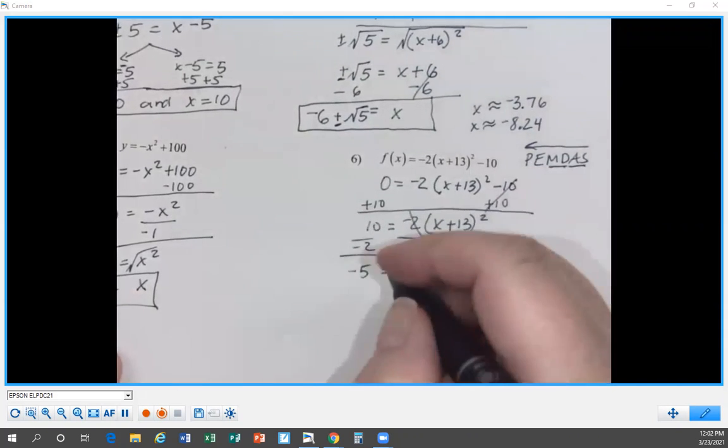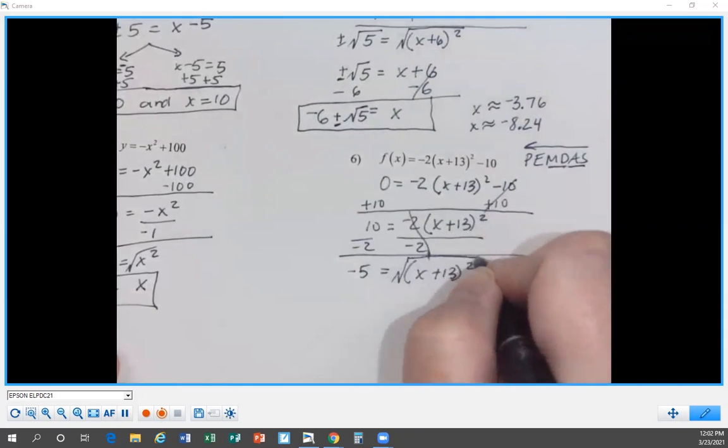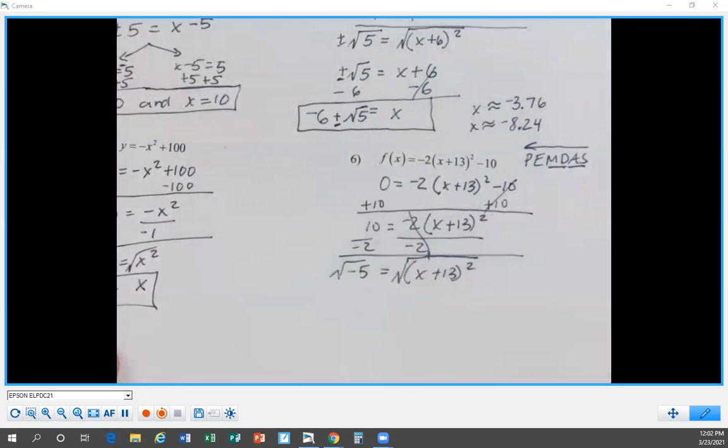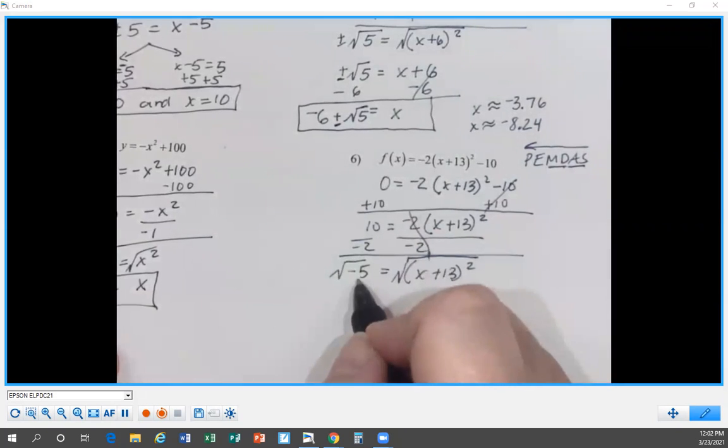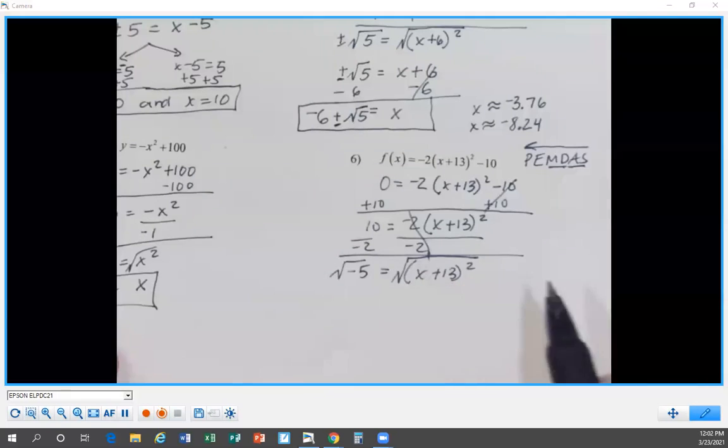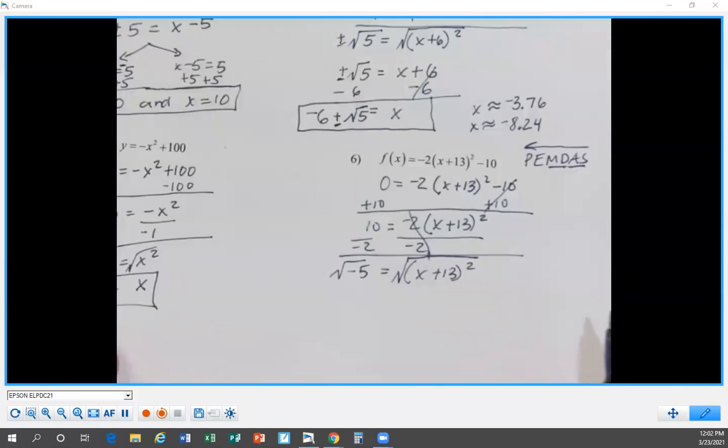So I need to take the square root. Whatever I do to one side, I have to do to the other. Can I take the square root of a negative? No, I cannot take the square root of a negative, so there's no real solution here.